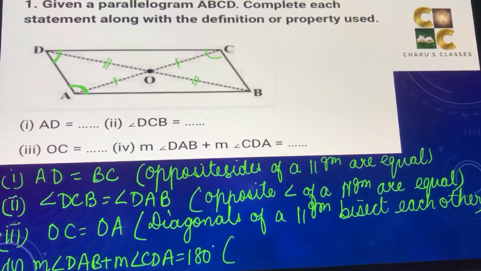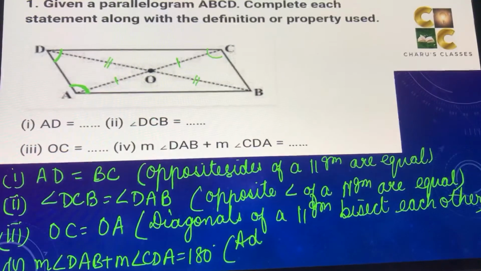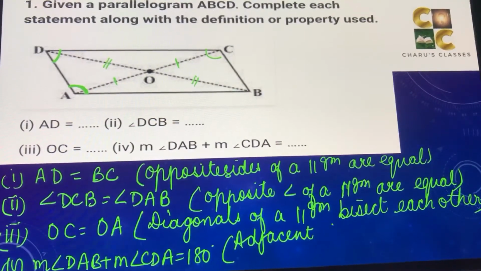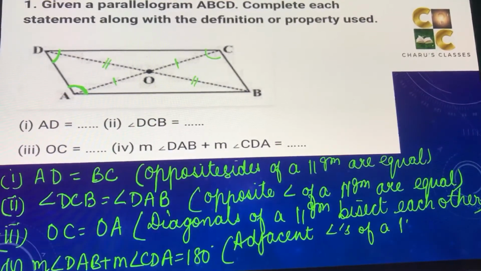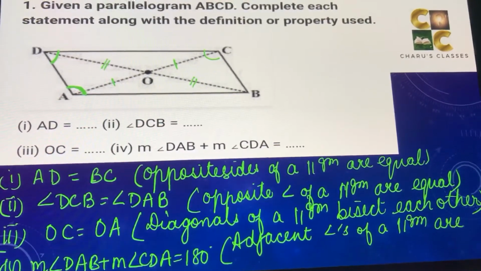Supplementary means उनका sum 180 आता है. So adjacent angles of a parallelogram are supplementary.